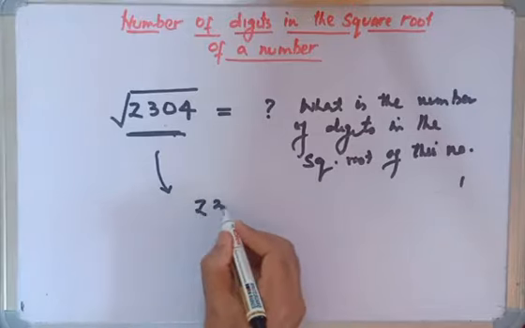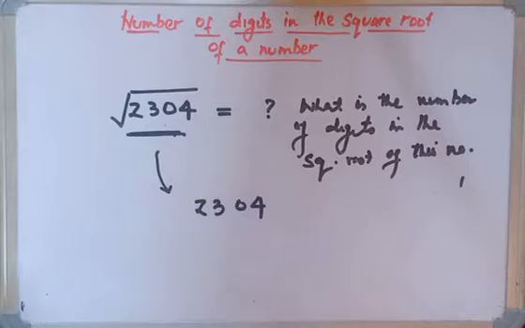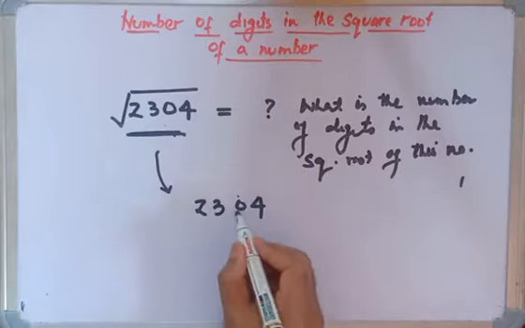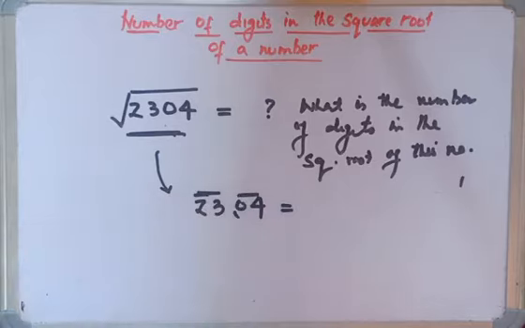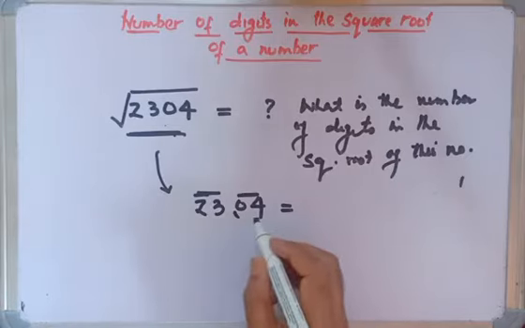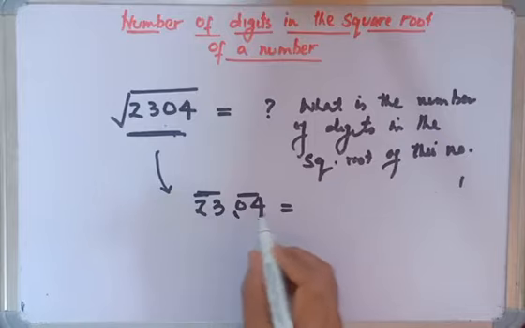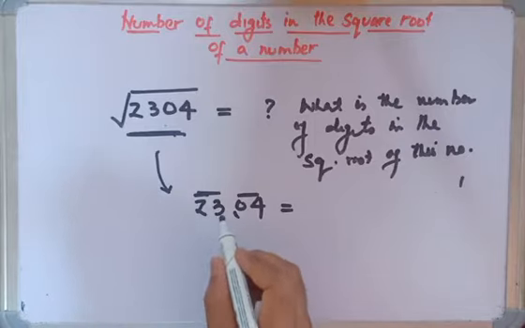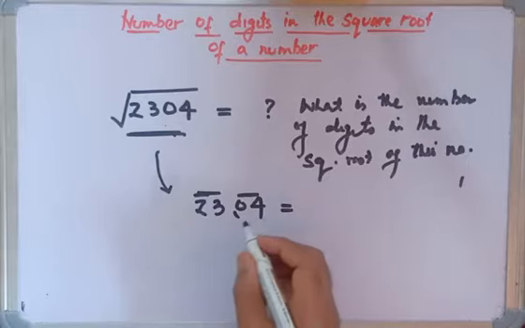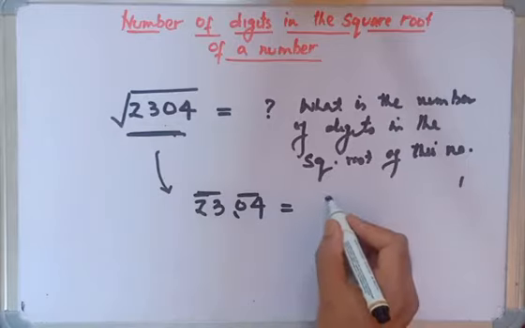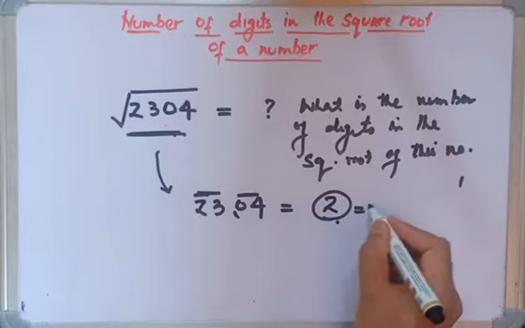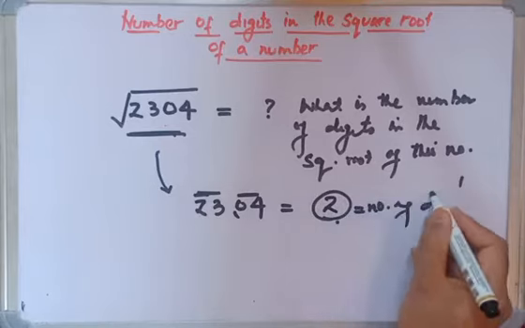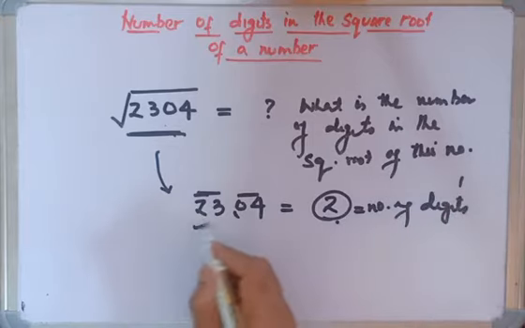We will take this number and divide it into pairs. Okay, so there are two pairs. This is one pair, this is another pair. Based on this, we can say that since there are two pairs of numbers in this number, the number of digits in its square root will be 2. It's not the square root, but it's the number of digits in the square root of this number.